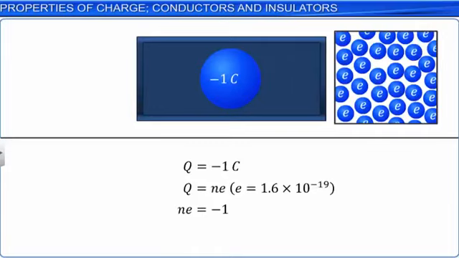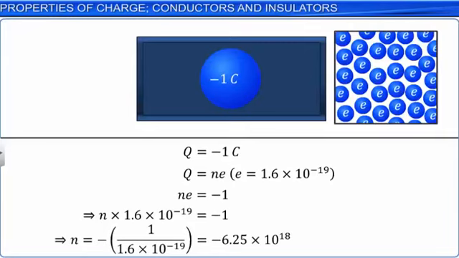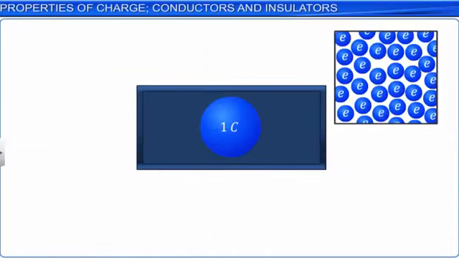Substituting the values of Q and E and simplifying, we have N equal to minus 6.25 into 10 power 18. Here, N is a negative integer, indicating that the body has gained a negative charge. So, we see that 1 coulomb of negative charge contains 6.25 into 10 power 18 electrons, which is a very large number of electrons.